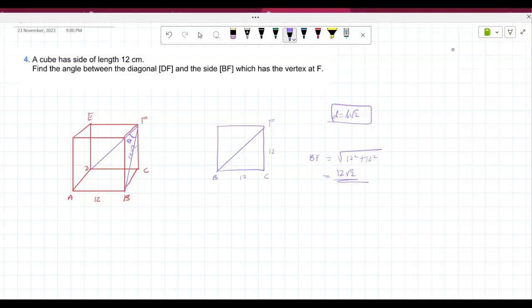DF is also a diagonal of that. So that will be 12 root 2. Correct? And DB will also be 12 root 2 because it's a diagonal of this bottom square. So all three sides are equal. Therefore, angle DFB will be how many degrees? 60 degrees.